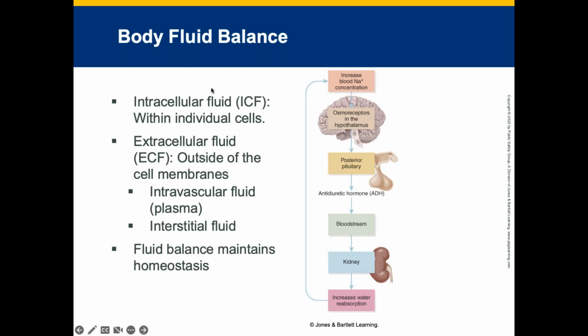Increased blood sodium concentration, right? Osmoreceptors in the hypothalamus then cause the pituitary gland to release ADH, which goes into the bloodstream, into the kidneys, right? Increases water reabsorption, goes back around. This is what we want to happen. This is good balance. If we have an imbalance somewhere and we have to start maintaining, we start losing different parts of it, right? Now we put this into perspective.